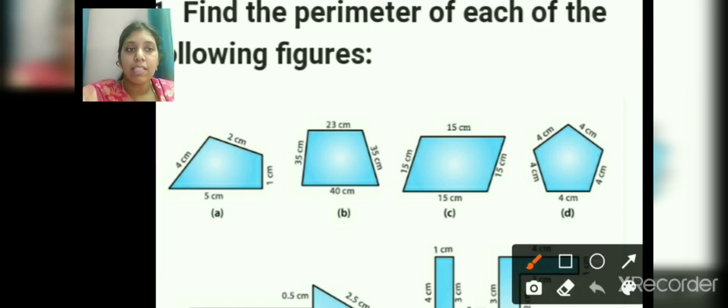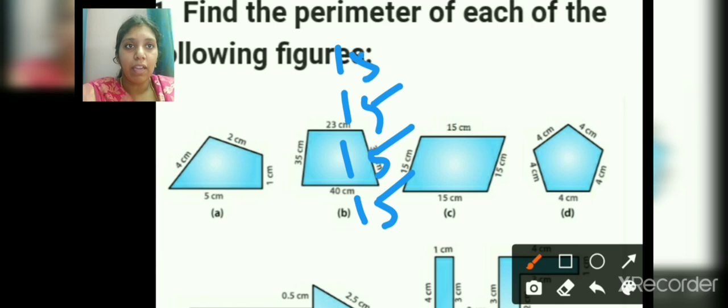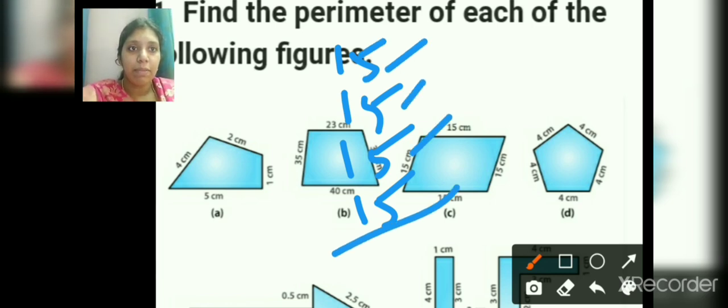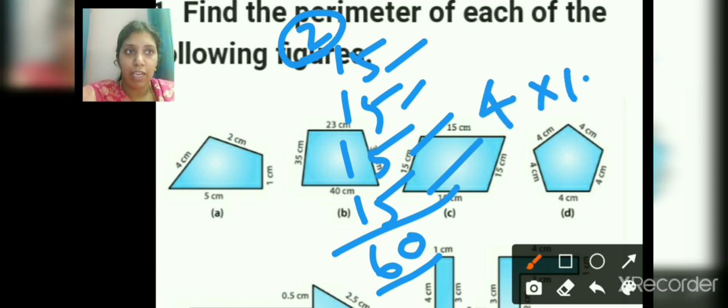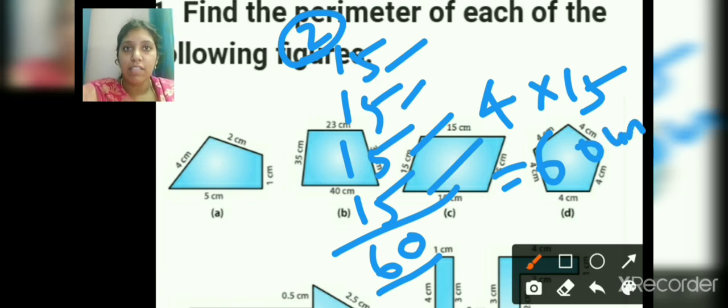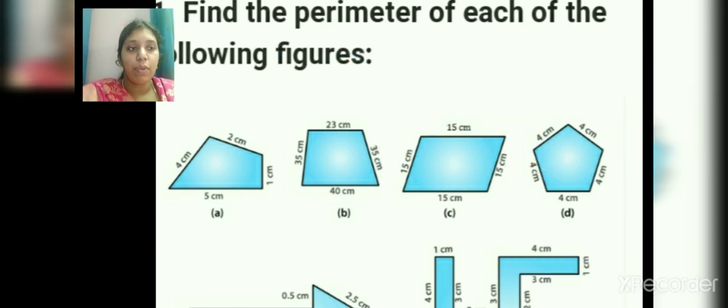In the next figure, all the sides are given as 15 centimeters. So 15 plus 15, again 15 plus 15, which gives 60 centimeters. This sum you can also find this way: as there are 4 sides of 15 centimeters, 4 into 15 is also equal to 60 centimeters. All sides are equal, so we can multiply to find it. Clear?